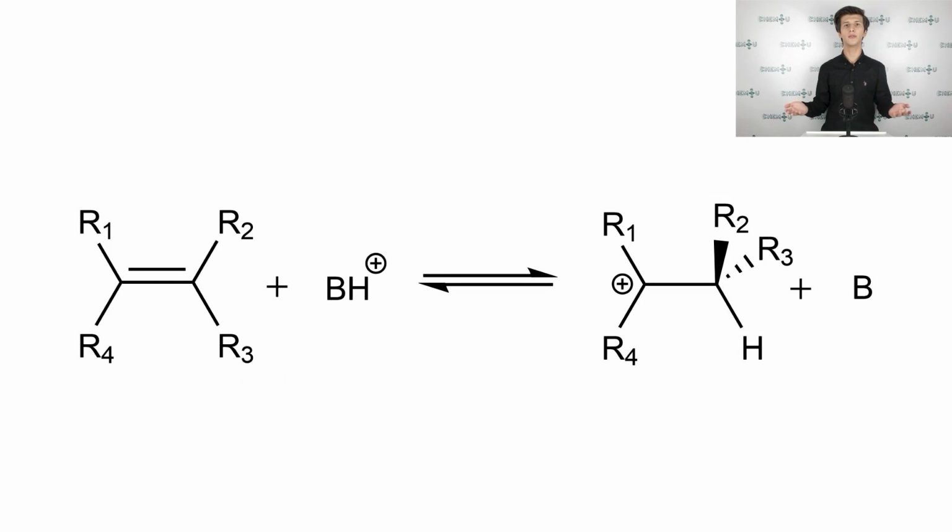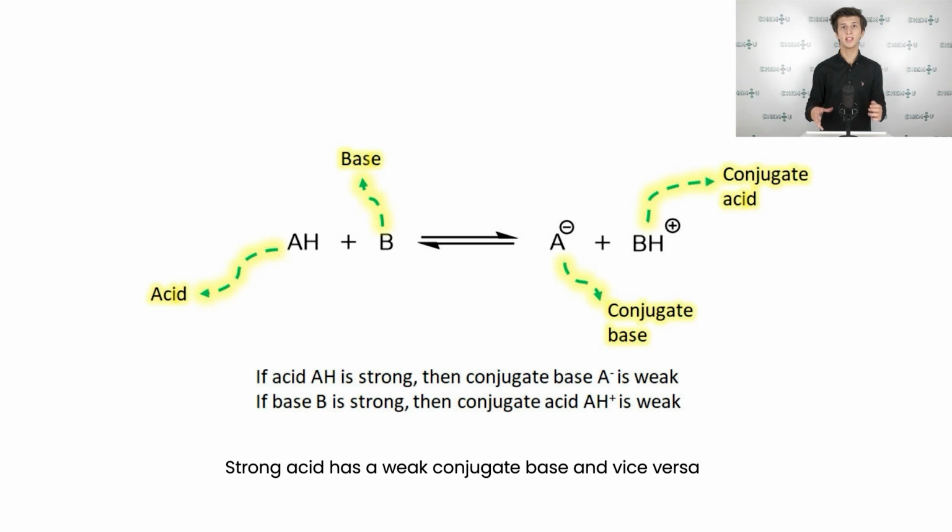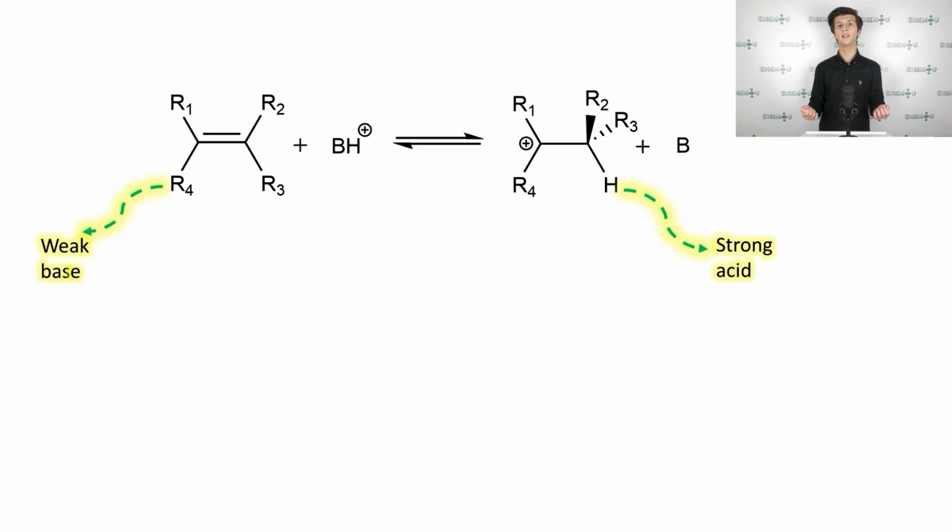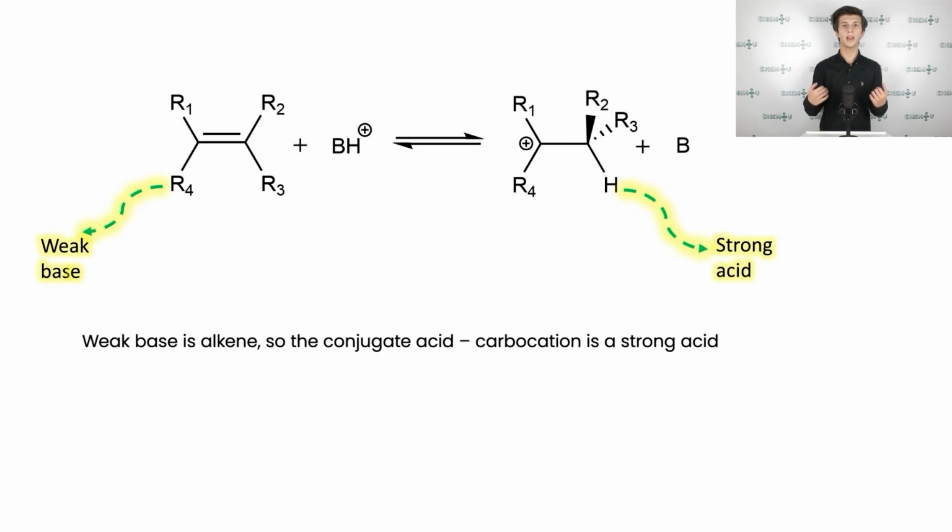Let us evaluate the influence of base strength. Look at the reaction presented on the slide. Alkene is protonated with BH+, yielding carbocation and conjugate base B. It is quite complicated to protonate alkene. In order to do it, you need to use some strong acids such as hydrobromic acid. Do you remember Bronsted acid-base theory from your inorganic chemistry course? One of the key postulates of this theory is that strong acid has a weak conjugate base and vice versa. On the slide, the weak base is alkene, so the conjugate acid, carbocation, is a strong acid.